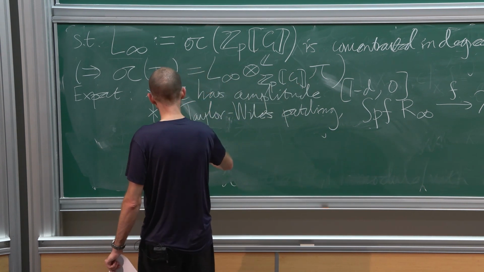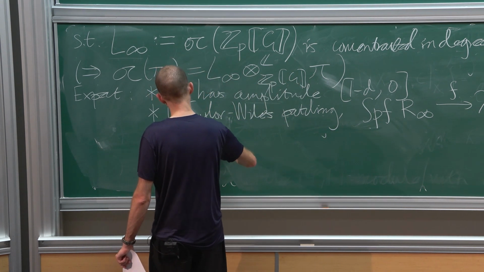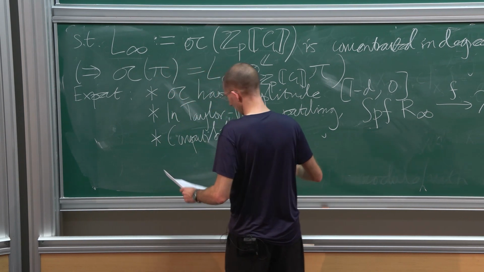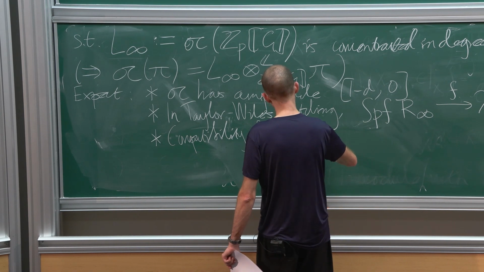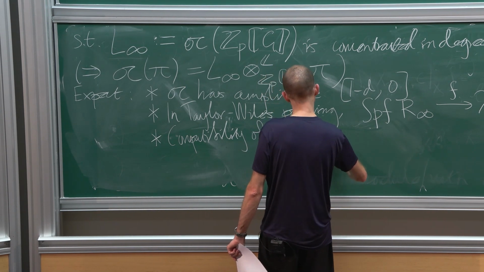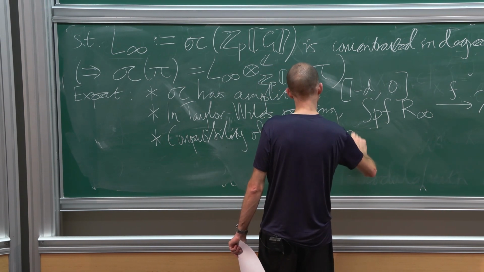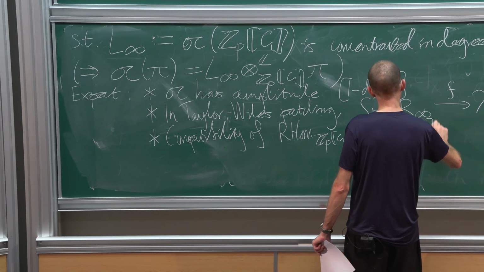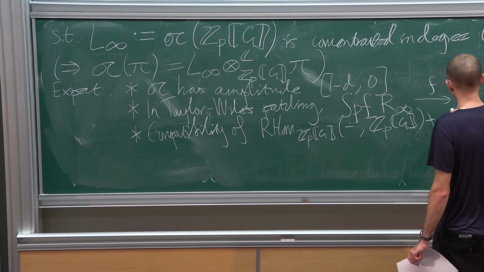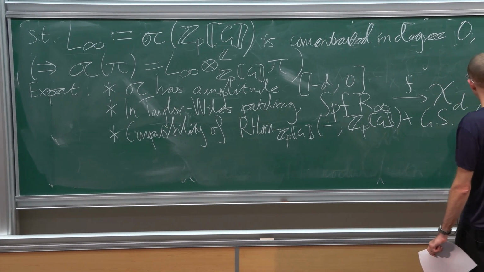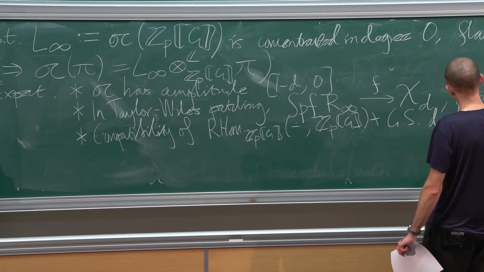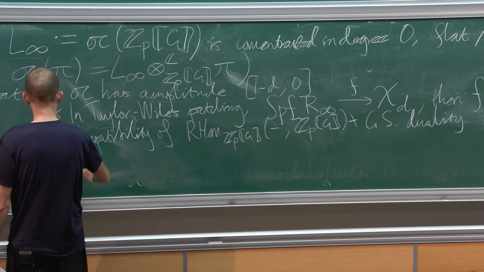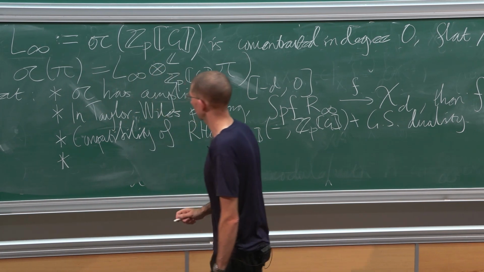So there's a compatibility of some kind of duality. So let me just say you take R Homs over the group ring to itself and some Grothendieck-Serre duality, appropriately modified as in Jim-Wen's talk. And there's a statement about what happens for locally algebraic vectors.